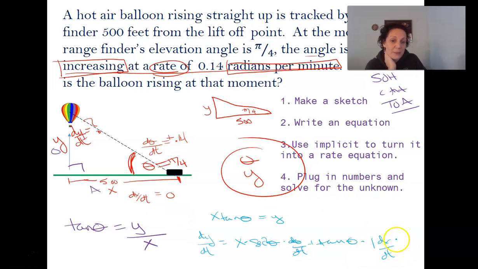And so this is what I'm talking about. This whole term, because dx dt is 0, this whole term goes to 0. So it takes care of it for you. Now, if you had just put the 500 here, you would still have ended up with 500 secant squared theta d theta dt. So it's a wash either way. What I'm saying is, if you replace a number that you shouldn't have replaced, you can be missing variables from your equation. So the safest thing to do, if you're not sure, is to not plug it in.